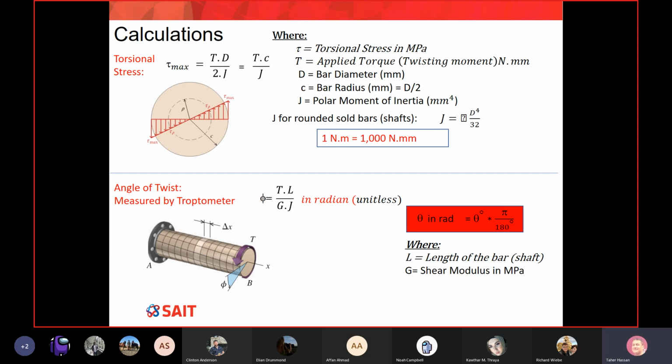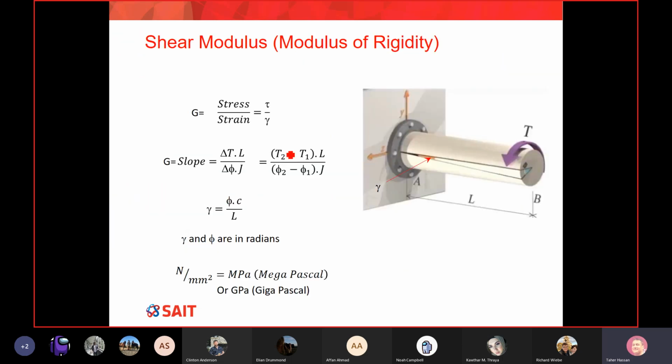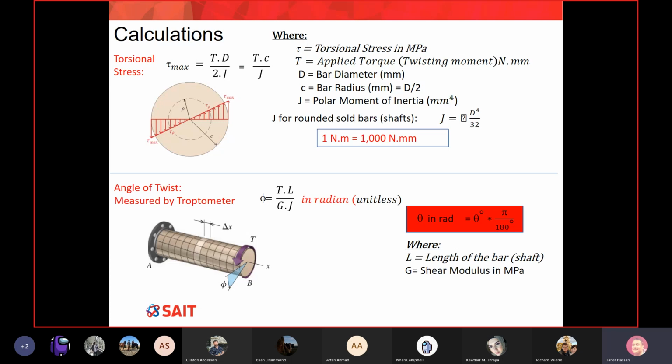Okay, so let's do it. Now we talk here about, and I had almost the same slide on tension and compression, where I showed you the meaning of stress and strain and modulus of elasticity. We have exactly the same thing here. I'm going to show you the math that controls the process. Now, this graph here is simply the cross section. So remember, we're applying a torsion on a rounded bar.